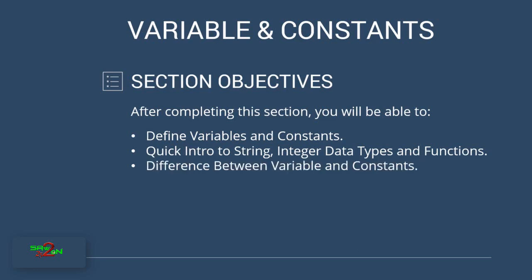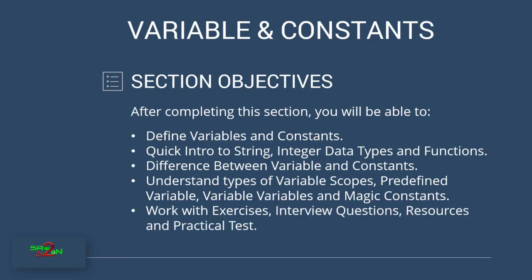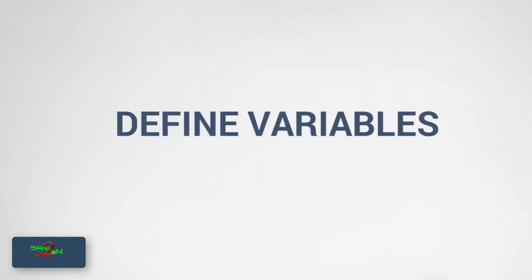Then we'll look at differences between variables and constants, how to define them, how to use them, and what the differences are. Then we'll understand different types of variable scopes, predefined variables, variable variables, and magic constants. Then we'll work with the exercise, interview question, resource, and practical test. So these are the topics we're going to cover in this section. Okay, so let's jump into the section now.